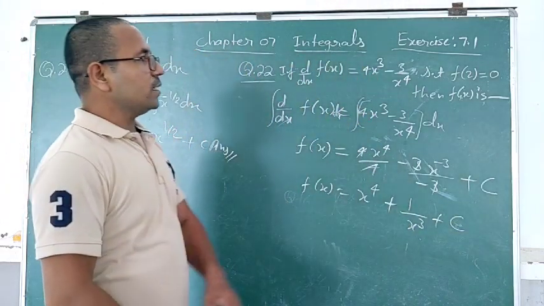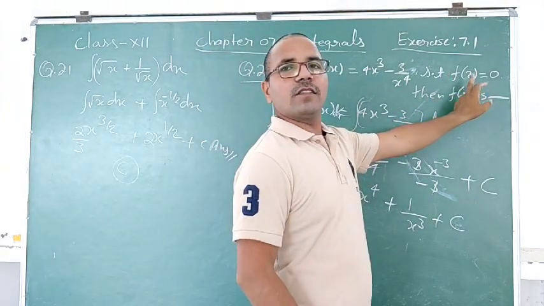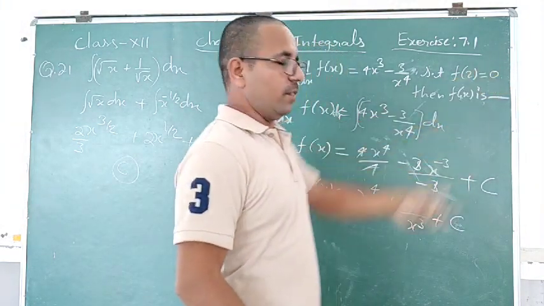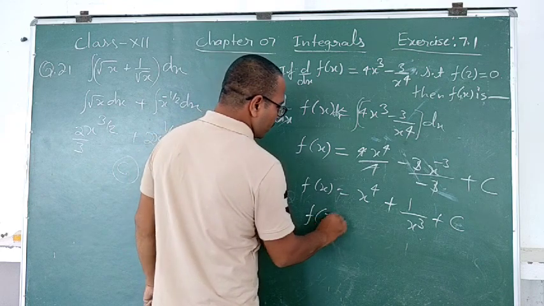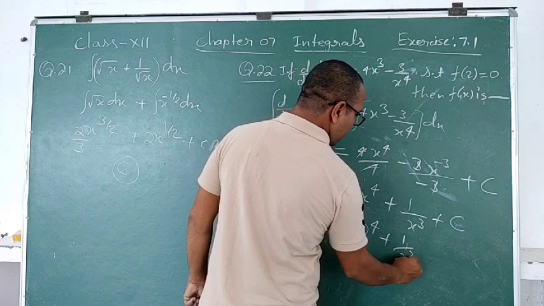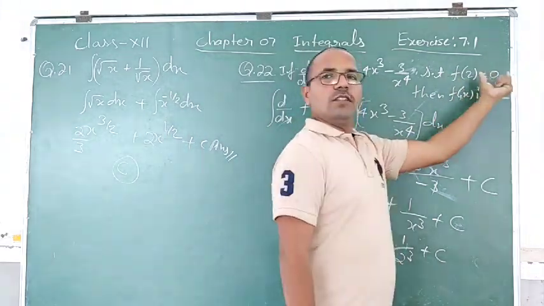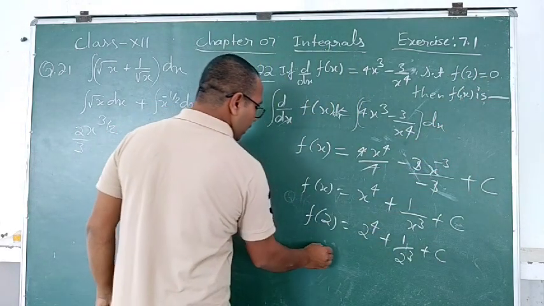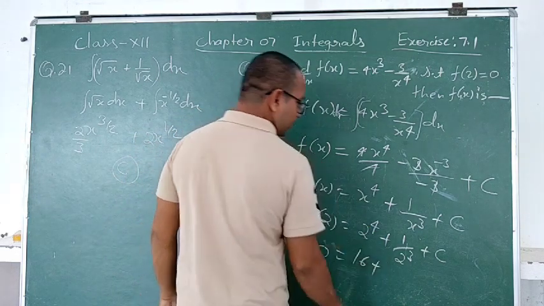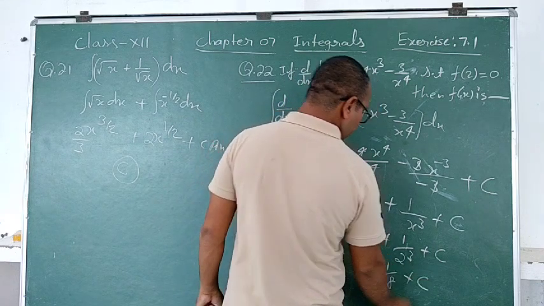So now what is the question telling me here? f(x) is equal to, we have got this much. f(2) means at the place of x we have to put 2, and that function will be equal to 0. This one is given here. So f(2), how much will you get here? 2 to the power 4 plus 1 by 2 to the power 3 plus c. But f(2) is equal to what? f(2) is equal to 0. So at the place of f(2) we put 0 is equal to 2 to the power 4, how much? 16 plus 1 by 8 plus c.